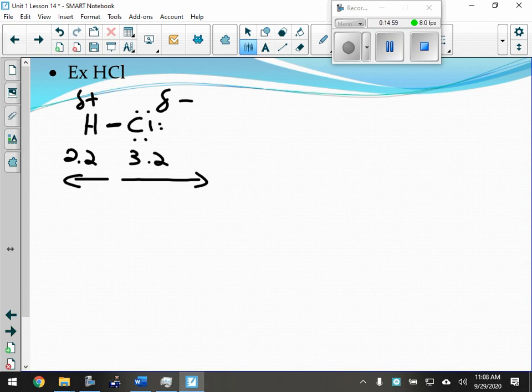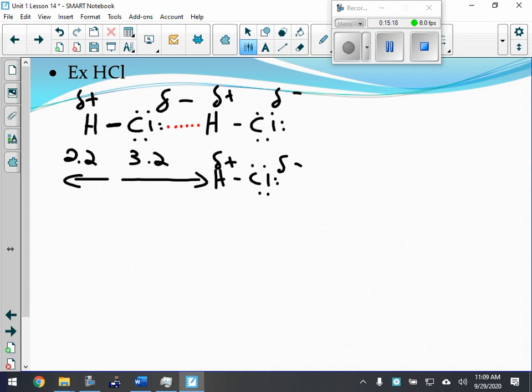And of course, we probably don't have one HCl, we have many of them. So we have an HCl here, same thing. This is a partial negative and a partial positive. Maybe we have one down here, partial negative, partial positive, and we have all these HCl's here. And right here, that attraction, not a temporary bond, but that attraction, if they're close enough together, is what we call a dipole-dipole force, or the intermolecular force of dipole-dipole.